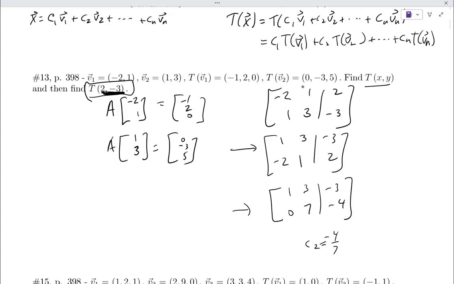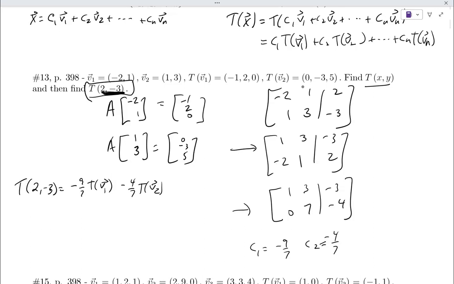Boy, that was not very nice of me to do it that way. -4/7, -12, +12/7. That's -21/7. So -9/7, if I did my arithmetic right. So your T of (-2, 3) should be -9/7 times T of v1 minus 4/7 times T of v2, and now you should be able to finish it off. Assuming I did my arithmetic correctly. I'm not going to make any guarantees with that.